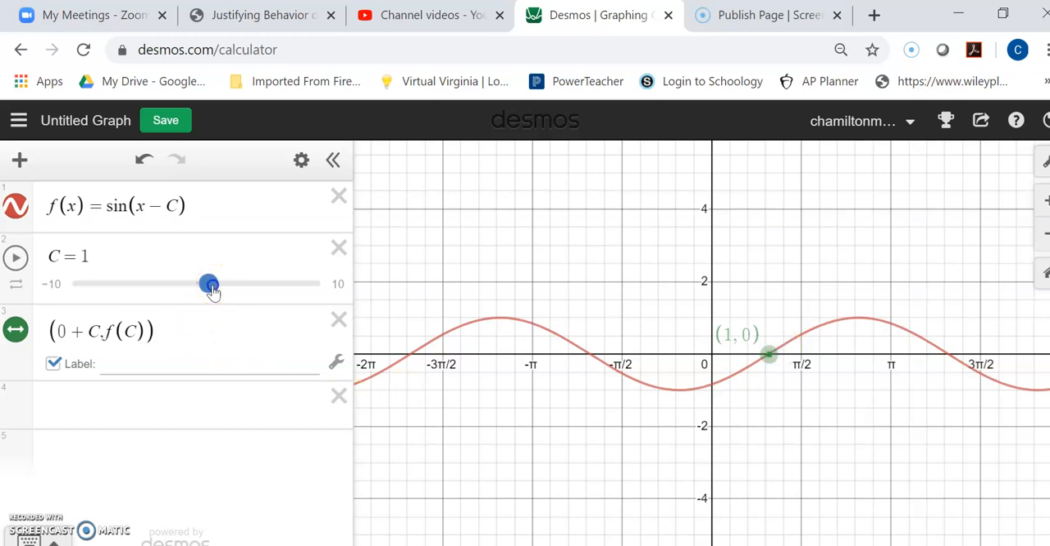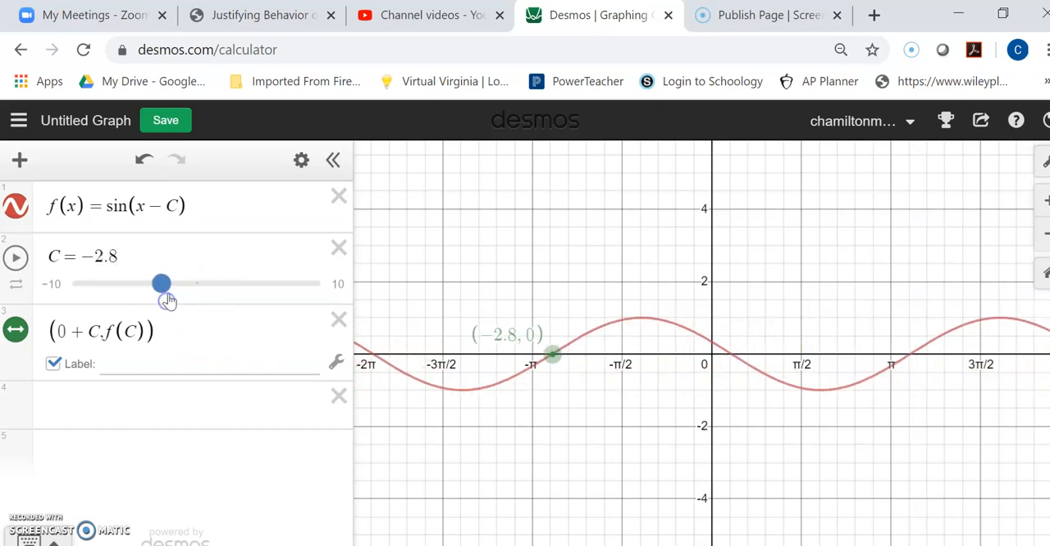And if I make c a negative number, which would mean I do x minus a negative number, it's actually a plus, and notice that the beginning of the period moves over here to the left. Now, from that beginning of a period, your pattern does not change. It's inflection, then max, then inflection, then min, then inflection. Figuring out where the beginning and end of the period is depends upon what the period is, which in this case is 2 pi, and where you begin.